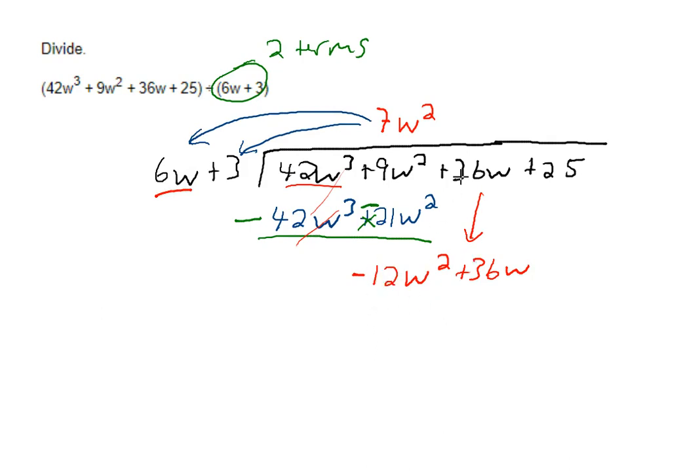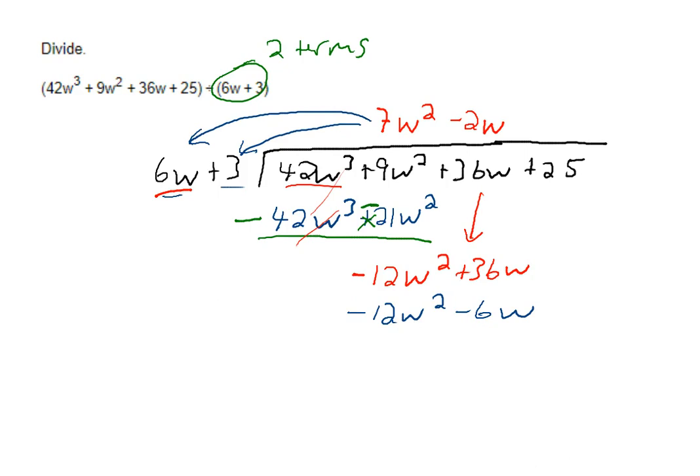So to get negative 12, I would need to multiply by negative 2, right? Negative 2 times 6 is going to give me the negative 12. And to get the w squared, I need another w here. W times w gives me the w squared. So this will be my choice. I'm going to multiply by negative 2w. But whatever I choose to multiply by, I have to make sure to multiply to both of these. So we get negative 2w times 6w. That's going to be negative 12w squared. And then negative 2w times 3, which is negative 6w.